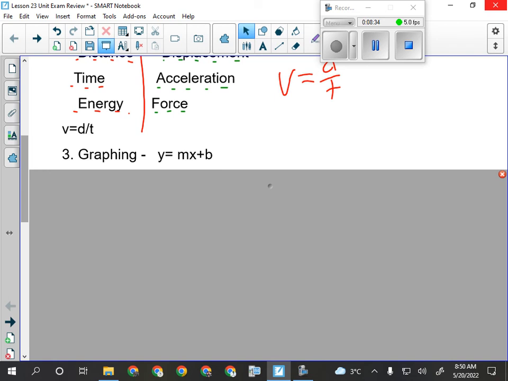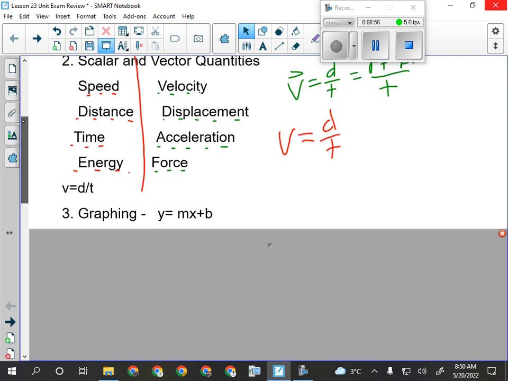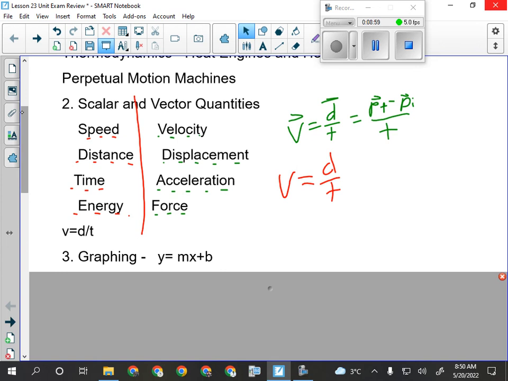What does M stand for? Slope. On a position versus time graph, the slope represents what? How is your position changing? How fast your position is changing. How fast your position is changing is velocity. Remember that this is something you don't have to memorize, it's something you can figure out.